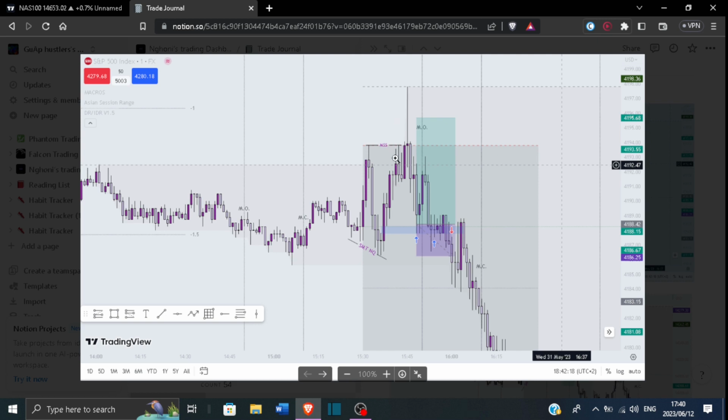Then we marked out our PD arrays. I used the fair value gap in this scenario, which was over here. The market came back to our fair value gap, tapped our entry, pushed up about 2R, but I did not trail my stop loss in this scenario, as I only trail my stop loss after I take out a previous high. So the market ended up reversing and going to hit my stop loss.